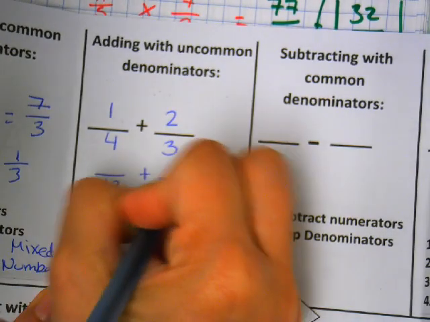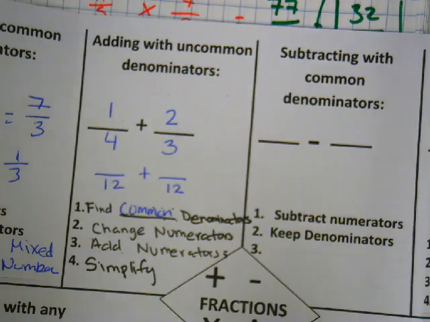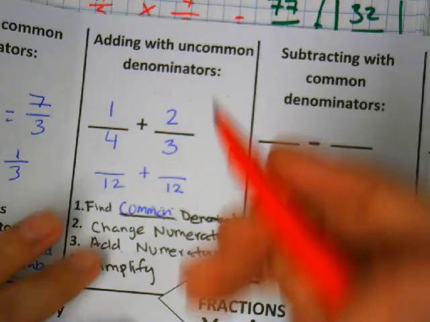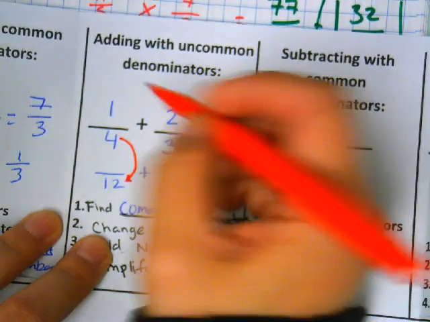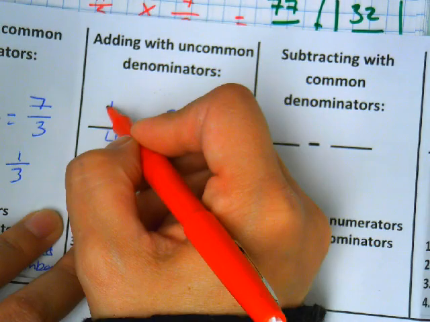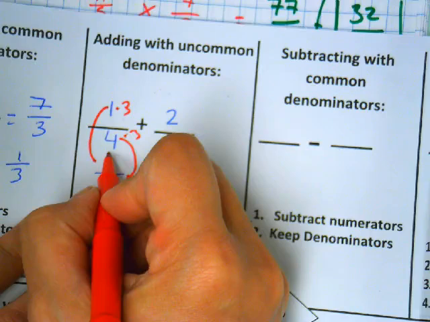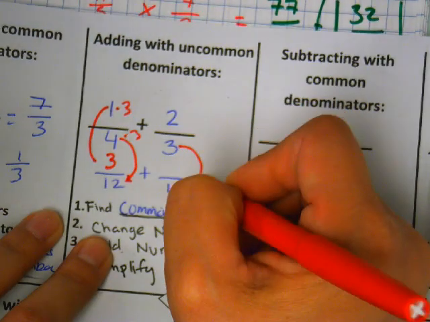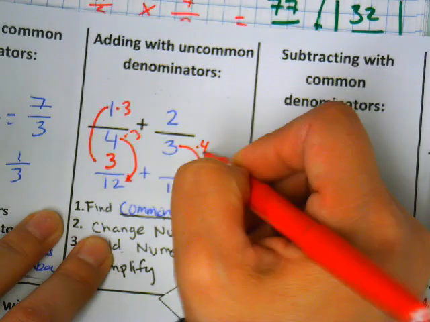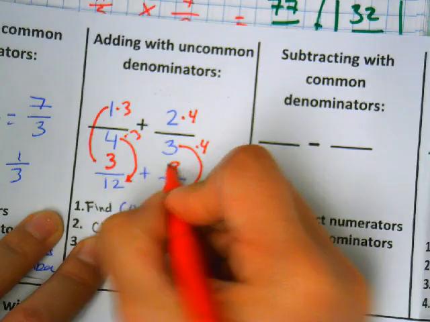12. Okay. So our common denominator is 12. So how did I turn the 4 into a 12? Times 3. So I have to multiply the 1 times 3, which gives you 3. What did I multiply 3 by to get to 12? Times 4. So what do I do to the 2? I change it times 4. It gives you 8.